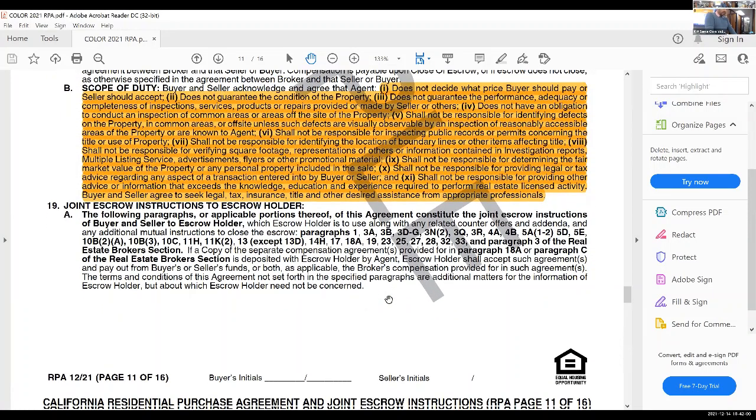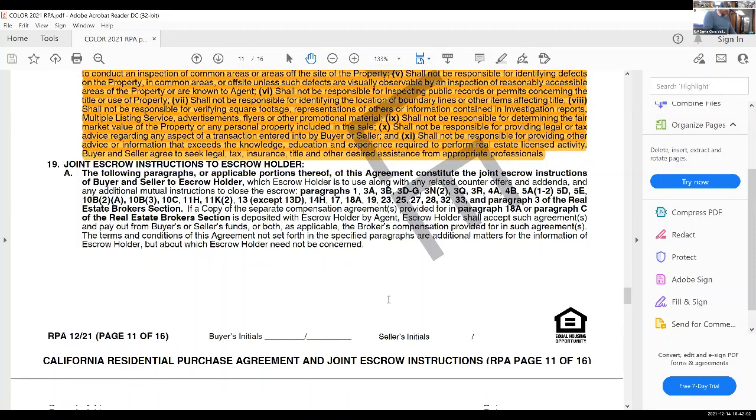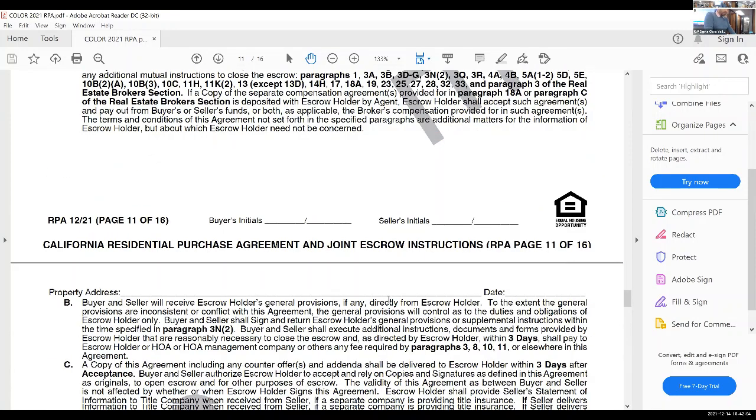All right. The joint escrow instructions, the escrow holder, I think these are pretty much the same as they were in the previous agreement.